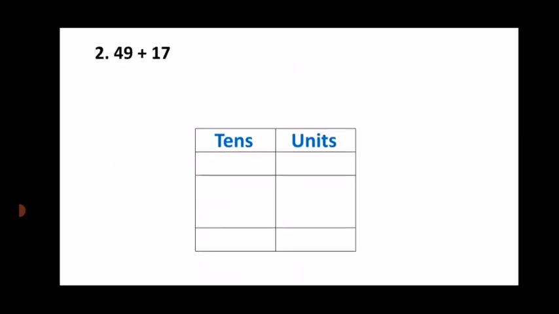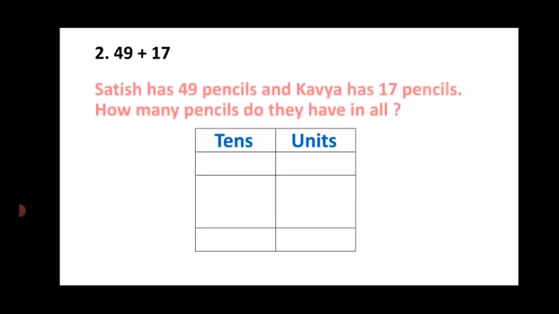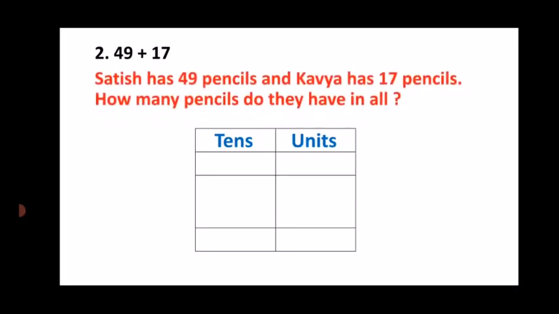That is 49 plus 17. So we have to make our own stories and then we have to solve this. So we'll make the story like this. Satish has 49 pencils and Kavya has 17 pencils. How many pencils do they have in all? Okay, now how many pencils do they have in all?